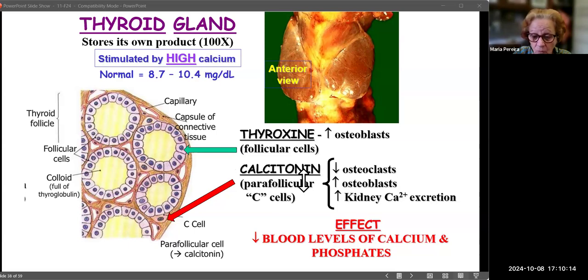Then the calcitonin also activates osteoblasts so that there's more calcium being deposited on the bones. It decreases the activity of osteoclasts, so there's less calcium being removed from the bone, and it increases calcium excretion by the kidney. So remember, the thyroid is activated when there's too much calcium in the blood. The effect of these two hormones is to lower blood levels of calcium to the homeostatic range, to this range.